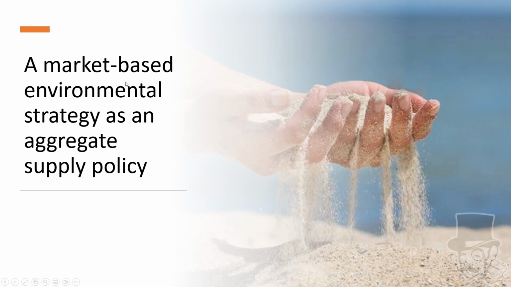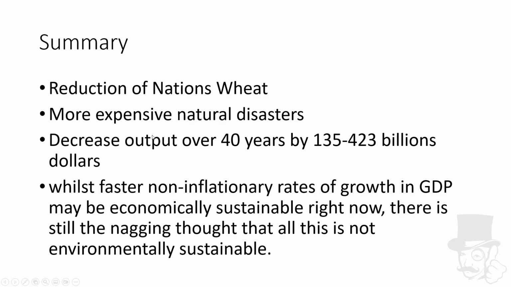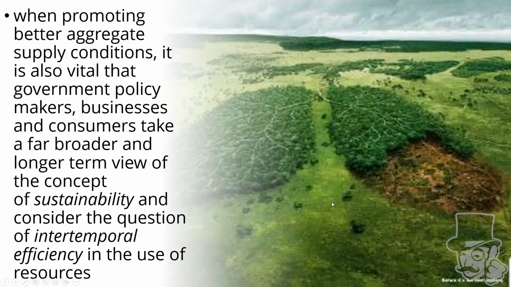Alright, so market-based environmental strategy. In summary, they said there will be a reduction in the nation's output over the next 40 years by about $135 to $423 billion, due to more expensive natural disasters. Whilst faster non-inflationary rates of growth in GDP may be economically sustainable now, there is still a nagging thought that this is not environmentally sustainable, which is so true.